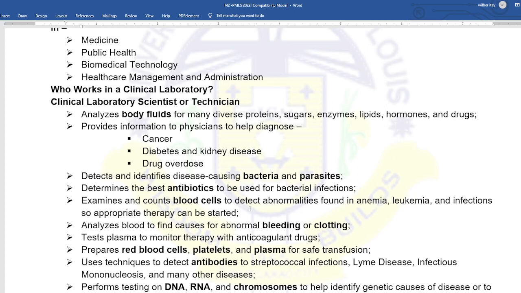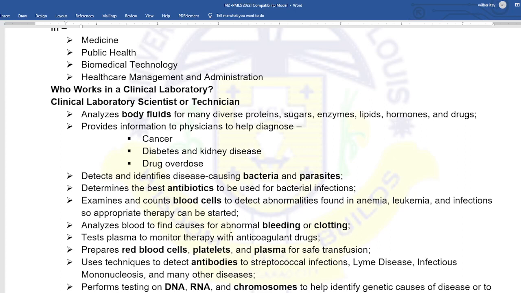Examines and counts blood cells to detect abnormalities like in anemia, leukemia, and infection. Okay? So, nagpa-blood counting tayo. Okay? So, if that is automated, of course, with the help of machines. Okay? But if that is a manual blood counting, and that is us. Okay? And the microscope and other materials.